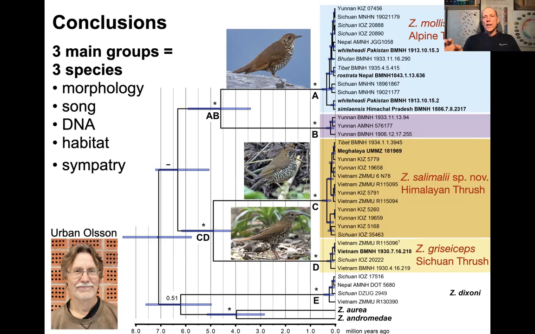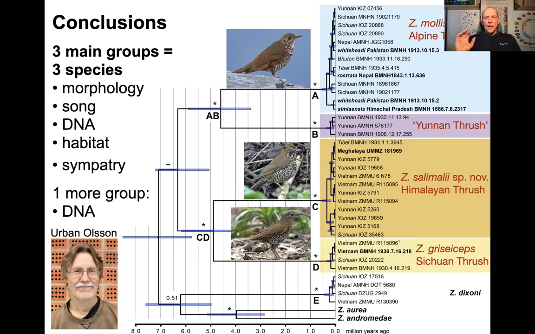And then we realized that one of those did not have a name. So we had to name this Zoothera salimalii in honor of the famous Indian ornithologist Salim Ali. And that's the Himalayan thrush, which occurs in forest mid-elevations.